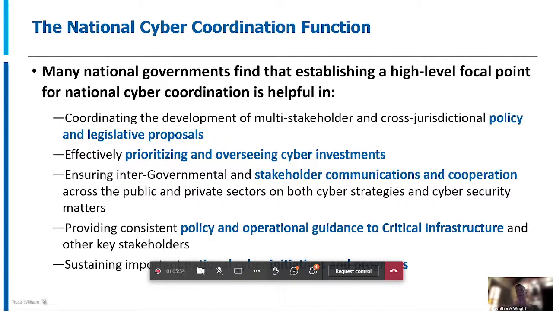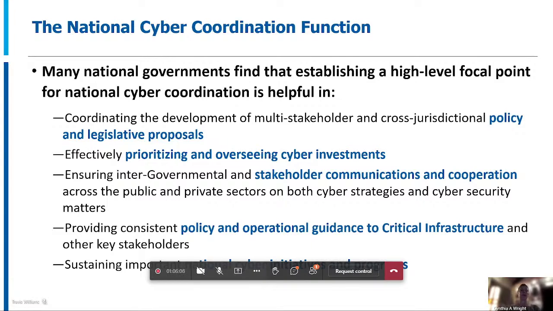The cyber coordinator provides the ways and the convening areas for facilitating that stakeholder communications across both public and private sectors, usually in the strategy and cybersecurity arena. They provide guidance to critical infrastructure and other key stakeholders when those people don't know what standards they should follow or what policies are in place or what national priorities are and how they fit. The National Cyber Coordinator can help with that.